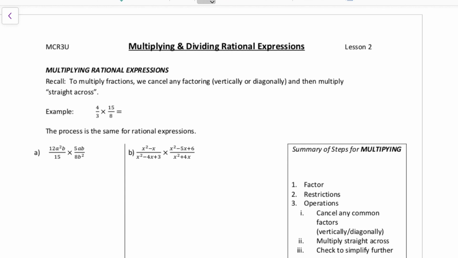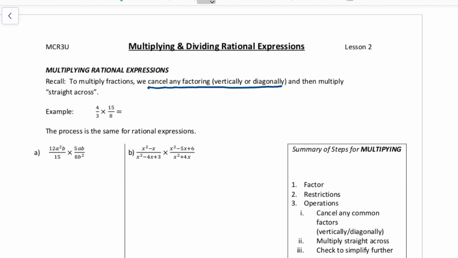So just remember, when you're multiplying or dividing with rational expressions, if you look at the top here, we can think about canceling any common factors. And we can do that both from the numerator to the denominator, but also from any numerator to any denominator. So I say diagonally here, and you'll see what I mean in a second when we look at this. And then you can multiply.